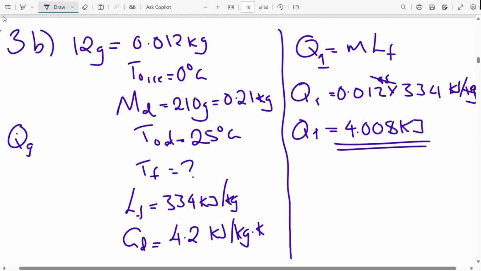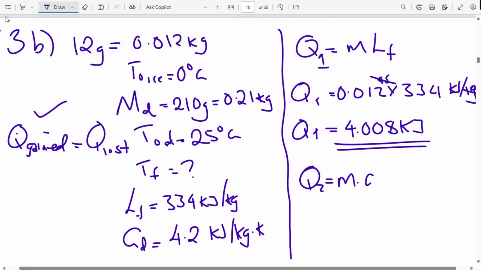So we know Q again is equal to Q lost. So this is the amount of energy that is required there. Now let's calculate the maximum heat that is available when cooling the drink from 25 degrees Celsius to 0 degrees Celsius. I'm going to call it Q2. This will be equal to the mass of the drink multiplied by the specific heat capacity of the drink multiplied by the change in temperature, of which here we are finding the maximum amount of heat available if the drink was to go to 0 degrees Celsius.